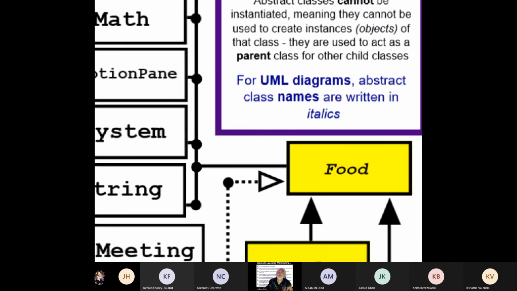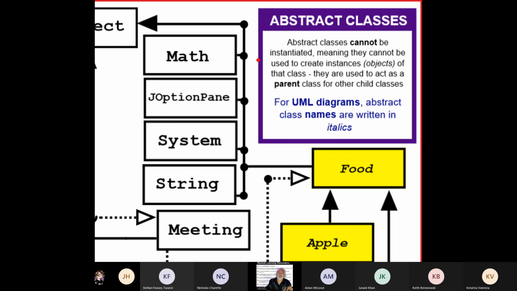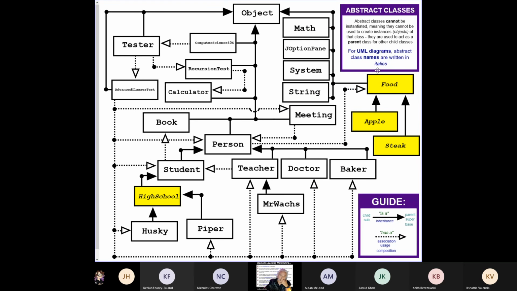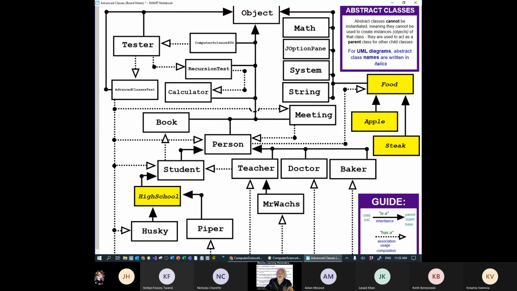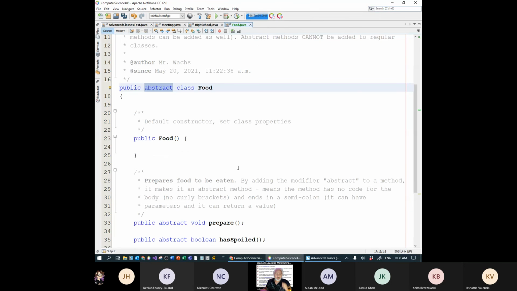So as you can see up here, my little note, abstract classes cannot be instantiated. For UML diagrams, by the way, the only difference between an abstract class, the way it looks, and a regular class is that they write the name of the class in italics. Okay? So that's why over here I wrote high school in italics. So that's what we're going to do for tomorrow. We're going to finish up the food class. We're going to create some children of the food class, and then we will sort of incorporate it into our example. But that's it for today, guys.